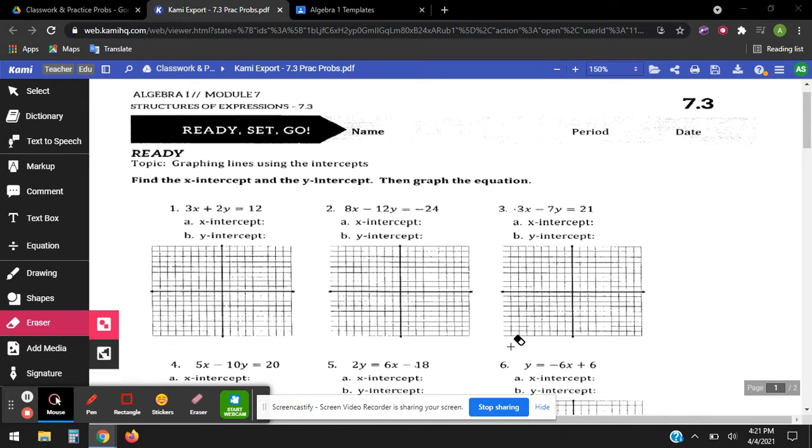Hi, this is Algebra 1, Module 7, Lesson 3, Practice Problems. We're going to practice finding those x-intercepts and y-intercepts and then graphing with those.